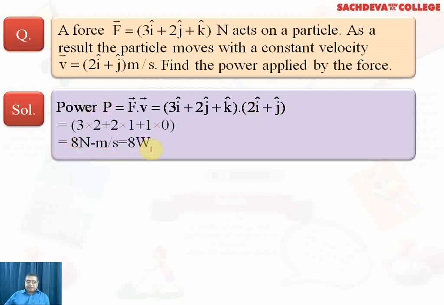The unit of power is generally watts, the higher multiples are kilowatts, and the engineering unit is generally horsepower. 1 kilowatt is 1000 watts, and similarly 1 horsepower is 746 watts.